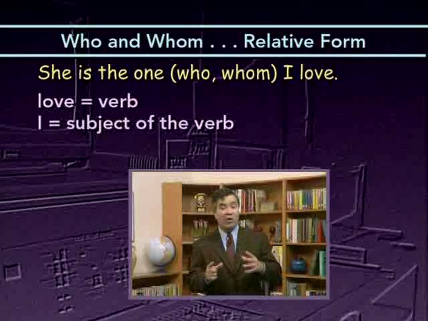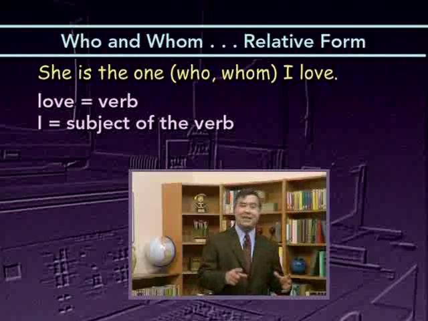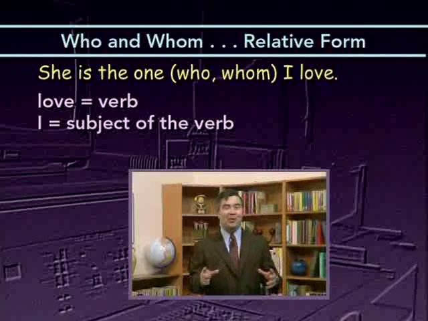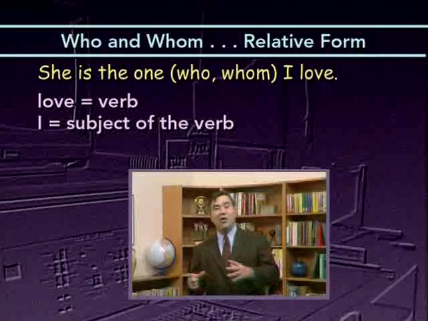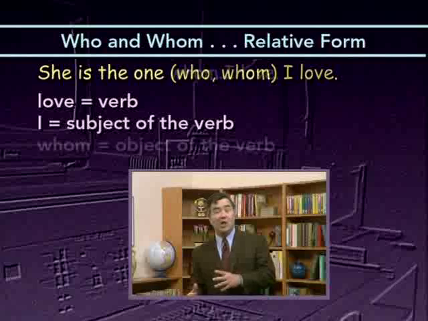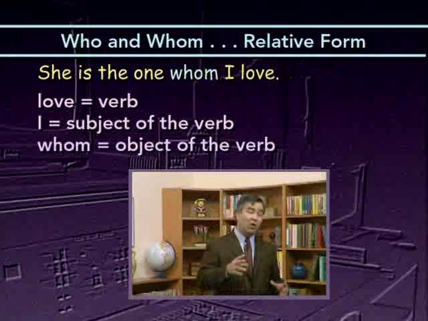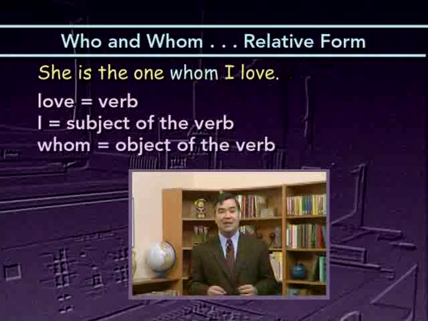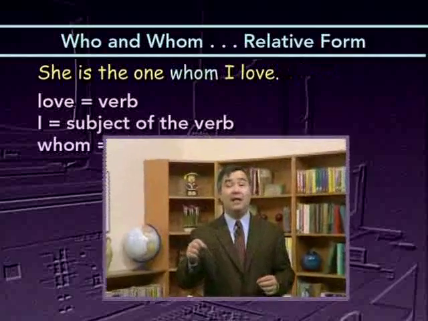So who or whom is not the subject of the verb. Instead, it's the object of the verb. Who or whom is the one that I love. Who or whom, then, is receiving the action of the verb and therefore should be in the objective case. So whom would be correct in this sentence. She is the one whom I love.